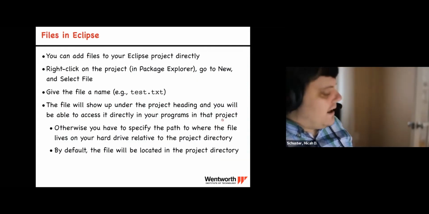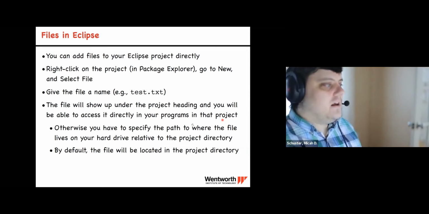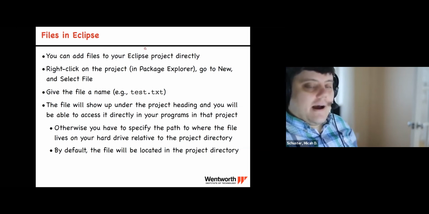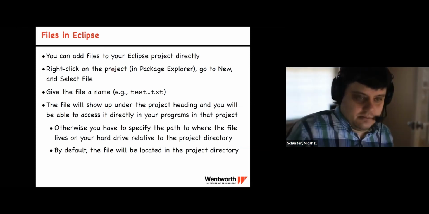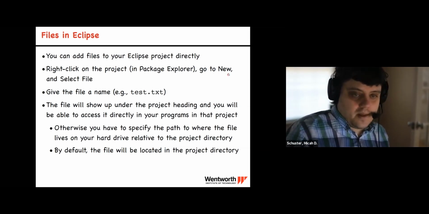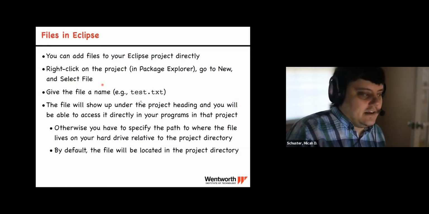All right, so to add a file to read in, I need that test.txt file. So to add a file to my Eclipse project, I just right-click on the project, in the Package Explorer on the left, and I go to New. And instead of doing a new class, like we've done before, I just select File, and I give it a name.